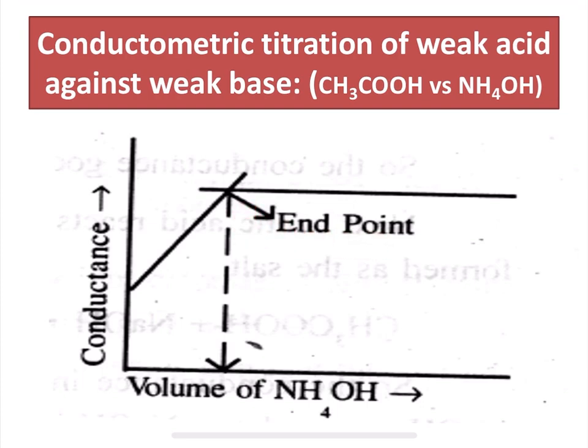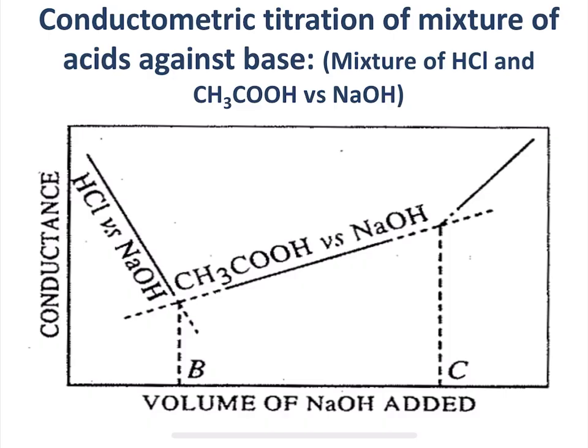The procedure is the same as I explained in the previous case. We take 50 ml of acetic acid in the beaker and titrate it with ammonium hydroxide. Once the end point is reached, we repeat the titration by adding at least 3 or 4 ml more of ammonium hydroxide, and then a graph is plotted, taking ammonium hydroxide added on the x-axis and the conductance measured on the y-axis. So we get the end point. This is case 4.